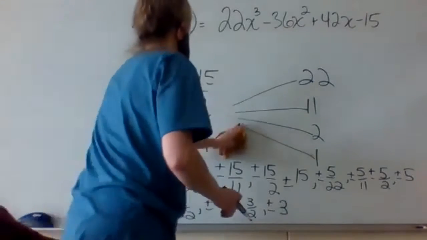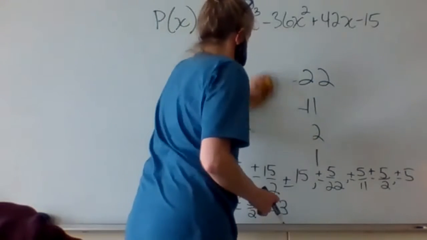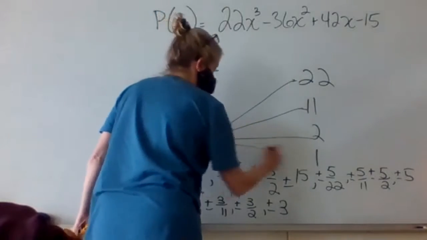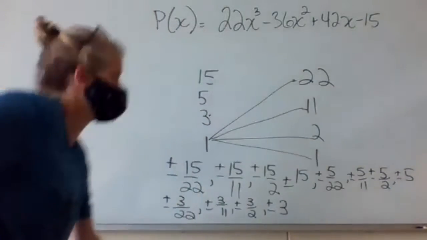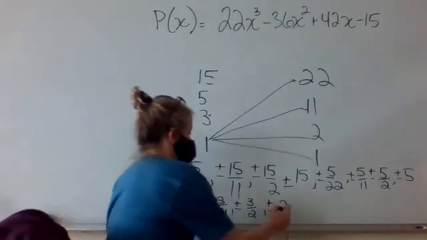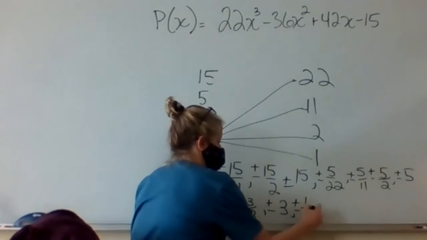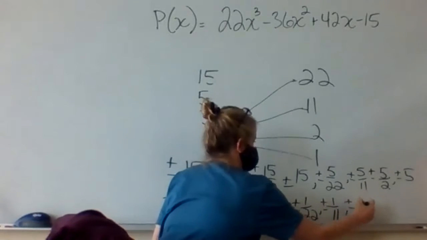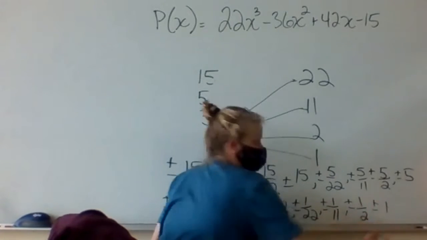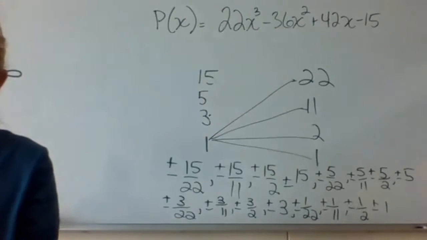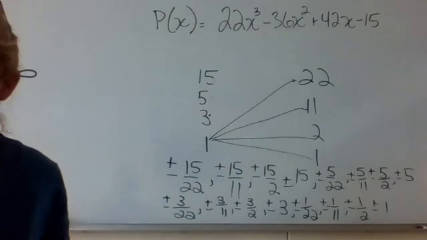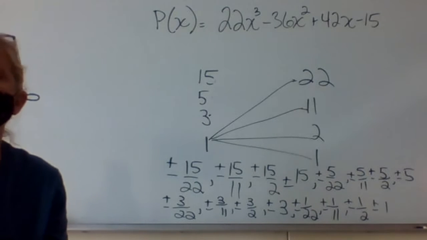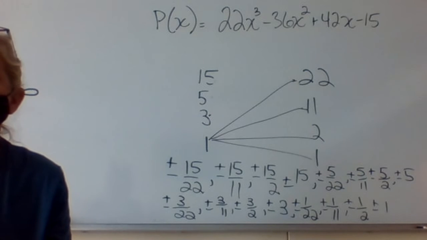And the last one. Now what am I going to do? 1 over all those. So, plus and minus 1 over 22, plus and minus 1 over 11, plus and minus 1 over 2, and plus and minus 1 over 1, which is 1. Okay, so the old school way, that's how you would find all the possibilities of the zeros.